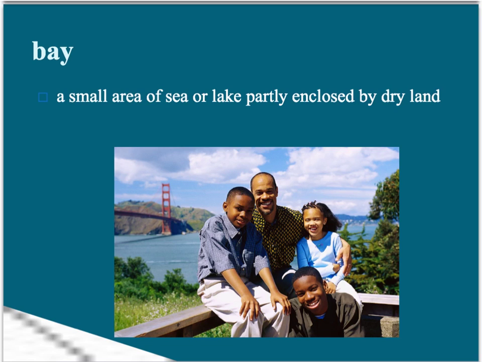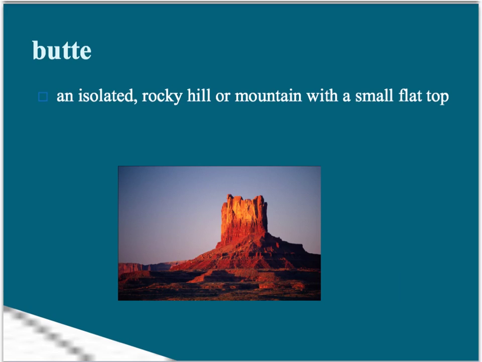Next, down by the bay, there we go, is a bay, a small area of sea or lake, partially enclosed by dry land. And if you can tell, that is a lovely San Francisco Bay. A butte is an isolated rocky hill or mountain with a small flat top.